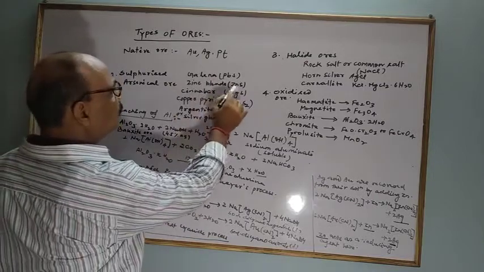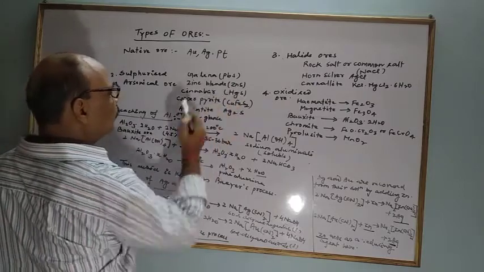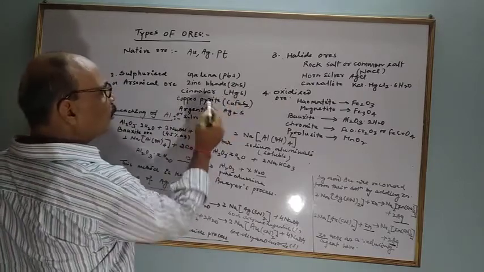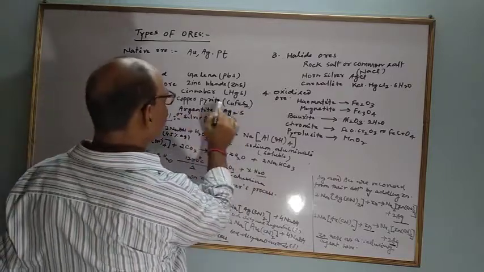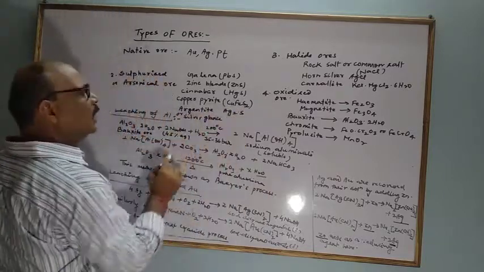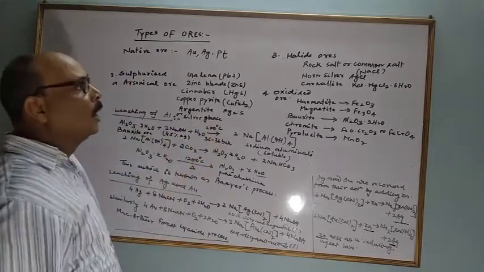Zinc blende, ZnS. Cinnabar, HgS. It is the ore of mercury. Copper pyrite. Copper is extracted chiefly from the copper pyrite. And argentite, Ag2S. It is also known as silver glance.